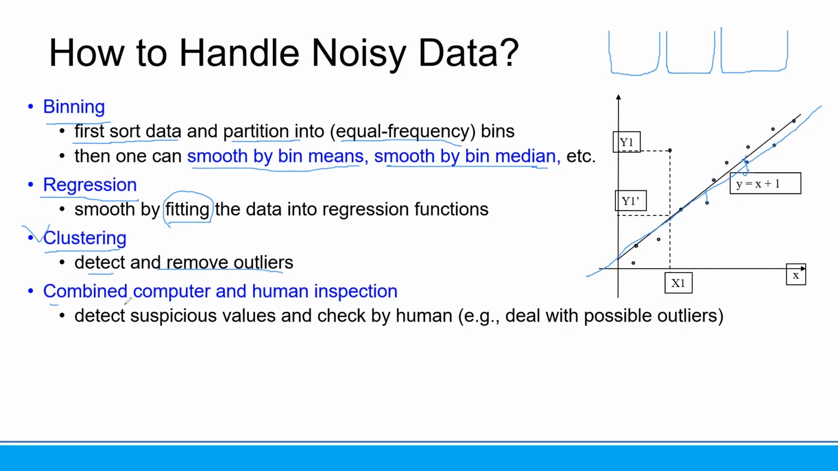Or we can combine computer and human inspection. This is another way. You need a human to be involved to check whether the data is noise or not, and then maybe plot it on a visualization. If the expert or the human says, oh, this is an outlier, then you can just remove the data.